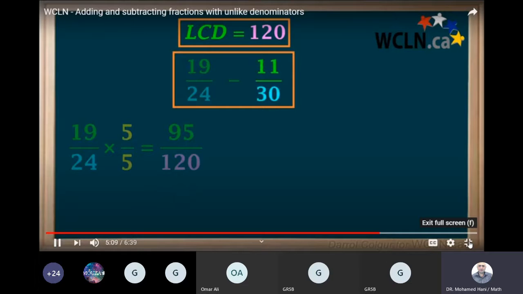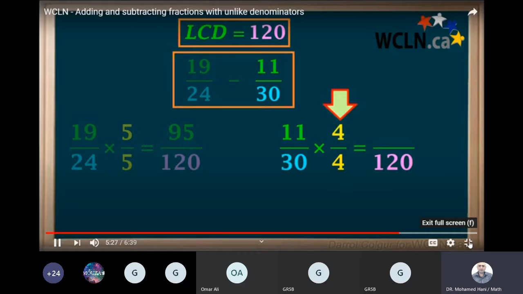Now we'll have a look at the other fraction, 11/30. To rewrite this fraction with a denominator of 120, we must multiply the denominator 30 by 4. 30 times 4 is 120. Because we multiplied the denominator by 4, we must also multiply the numerator by 4. And 11 times 4 is equal to 44. So the fraction 11/30 can be written as 44 over 120.